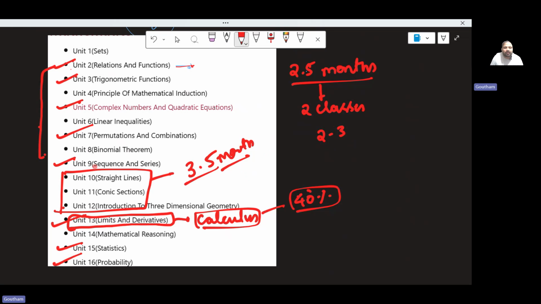Then comes the binomial theorem and these two. Overall, the syllabus would be completed in approximately 6 to 7 months.